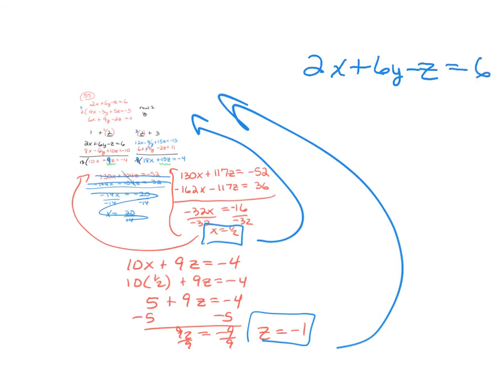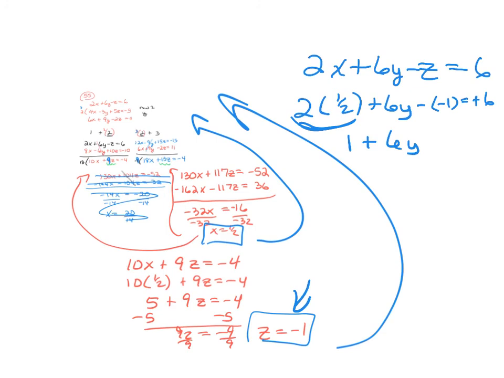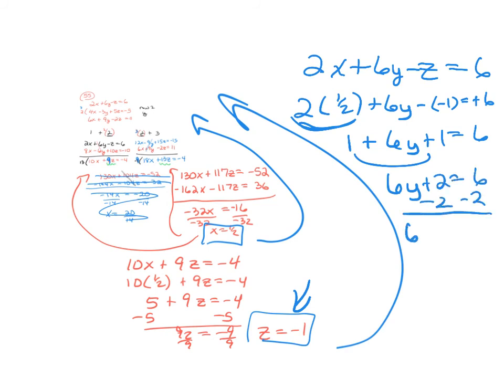So my x, 2 times 1/2 plus 6y. When I plug in this -1, it's negative, so this will become positive. When I multiply, this is 1. This becomes 1. I'm going to add these two. I'm going to move the 2. Divide by 6. And y equals 4/6 or 2/3.